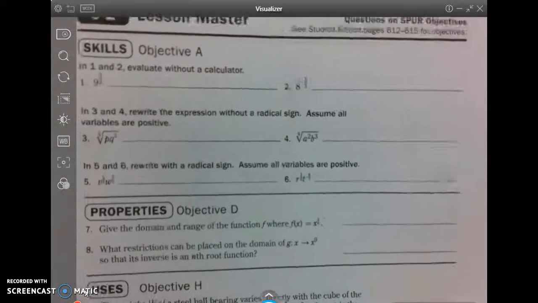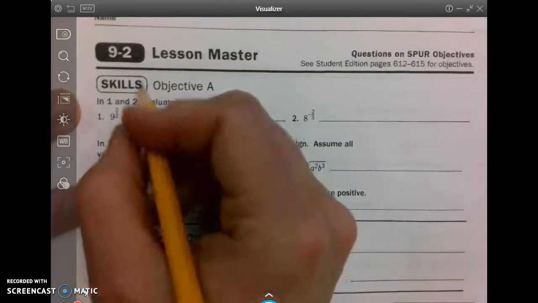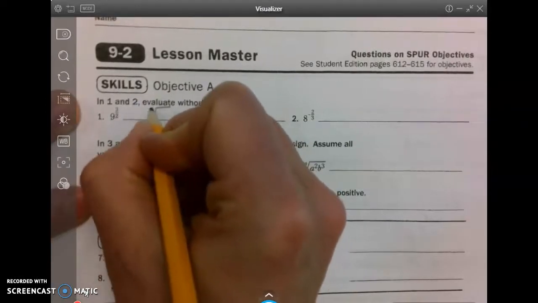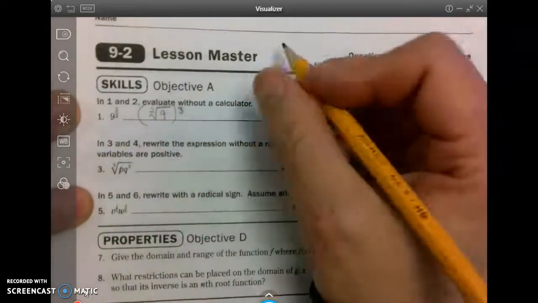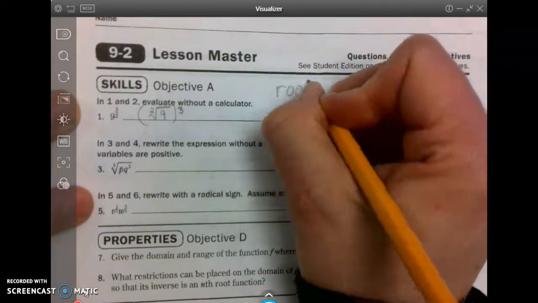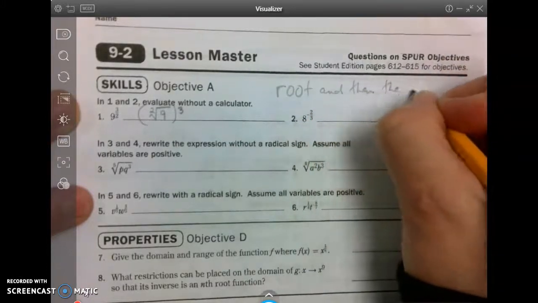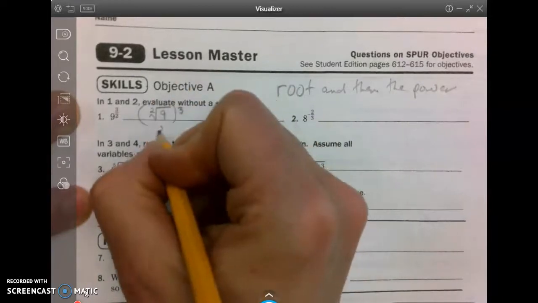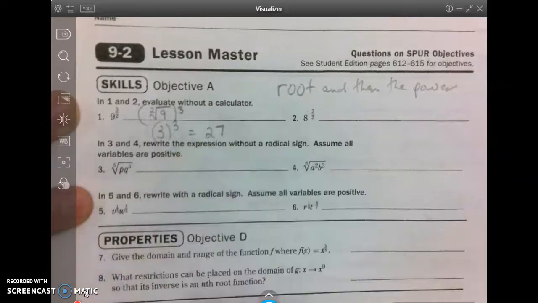We're going to do a little bit more of this. We're going to, again, evaluate without a calculator. We're going to do the square root of 9 and then cube it. Remember, do the root and then the power. So the square root of 9 is 3, and when you cube 3, you get 27.